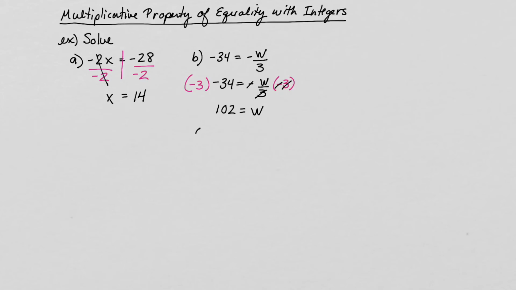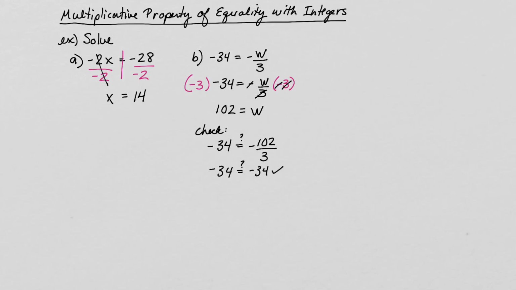And remember, I haven't been always checking, but you always can check these problems. If you're not sure if you did that right, we're looking to see, is negative 34 equal to negative 102 divided by 3? If you take 102 and divide it by 3, you get 34, and you still have that negative. So is negative 34 equal to negative 34? Yes, it definitely is.